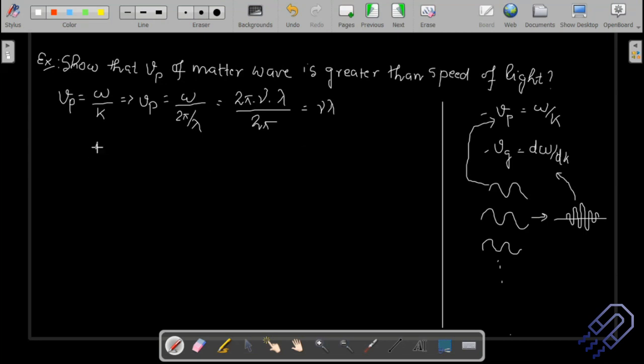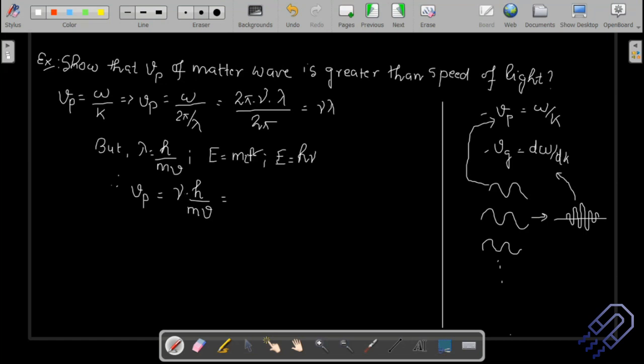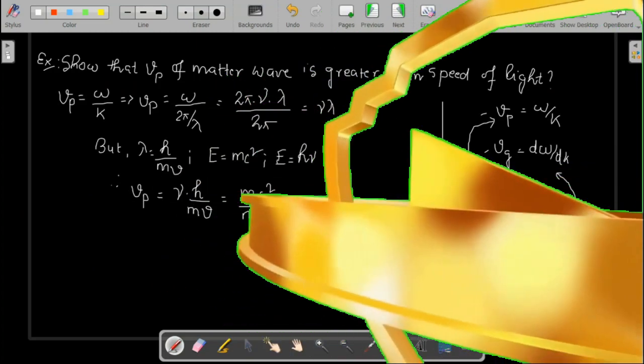Now if you go for de Broglie's hypothesis, which we have already seen, lambda is equal to h divided by momentum, m into v. So we can replace it, therefore Vp, which is the phase velocity, is equal to nu into lambda, which is h nu divided by mv. But what is h nu? Again we have E is equal to mc square. So that means E is also equal to h nu, as we have already seen. So h nu is mc square, because E is mc square, E is h nu. So h nu can be written as mc square, divided by mv.